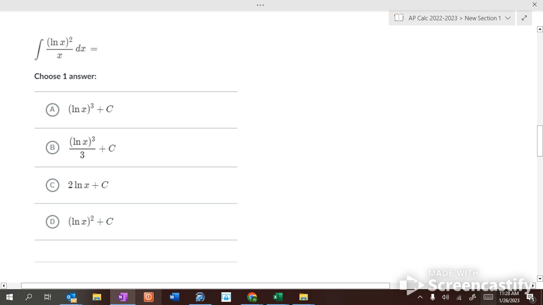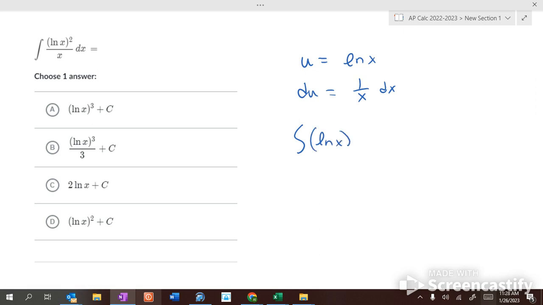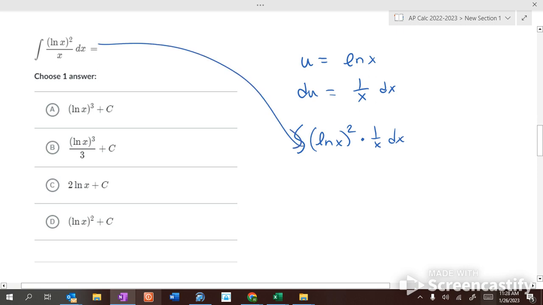All right. So let's integrate this bad boy. What is u? Ln of x. What's du? What's the first derivative of the ln of x? 1 over x dx. So what this really is the integral of the ln of x squared times 1 over x dx. That's just another way of writing this. Okay? So this is the integral of u squared du.